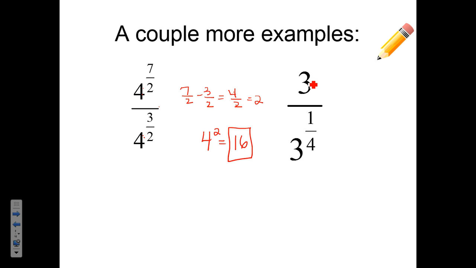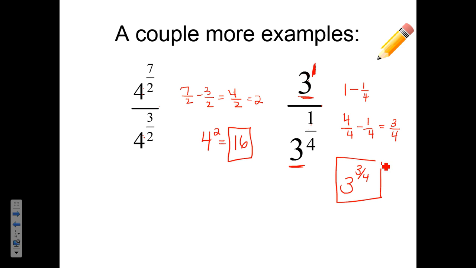Okay. This says 3 over 3 to the 1/4. Now right away you're going to think, oh, these aren't the same. I can't do anything. But this is a base of 3. This is a base of 3. The power or the exponent on this 3 is a 1. And if the bases are the same and I have a division sign, I can subtract these. So 1 minus 1/4, that'd be 4/4 minus 1/4, which would be 3/4. So this would be 3 to the 3/4 power.